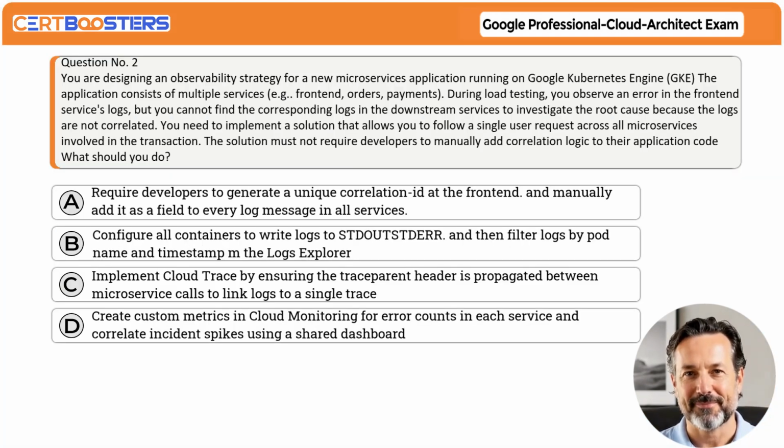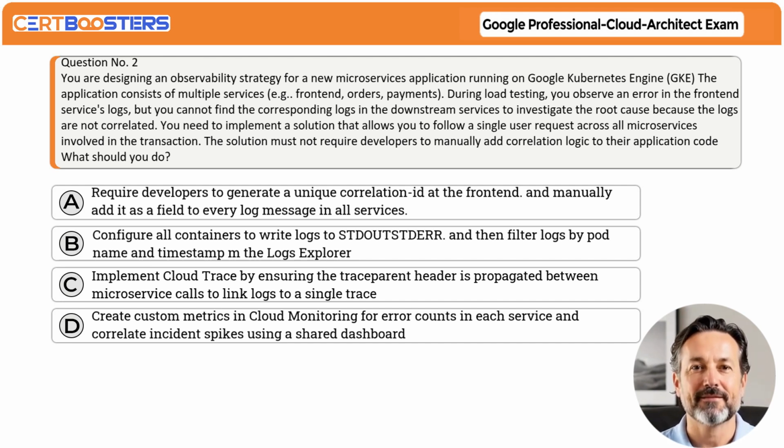Question number 2. You are designing an observability strategy for a new microservices application running on Google Kubernetes Engine, GKE. The application consists of multiple services, for example front-end, orders, and payments. During load testing, you observe an error in the front-end service's logs, but you cannot find the corresponding logs in the downstream services to investigate the root cause because the logs are not correlated. You need to implement a solution that allows you to follow a single user request across all microservices involved in the transaction. The solution must not require developers to manually add correlation logic to their application code.